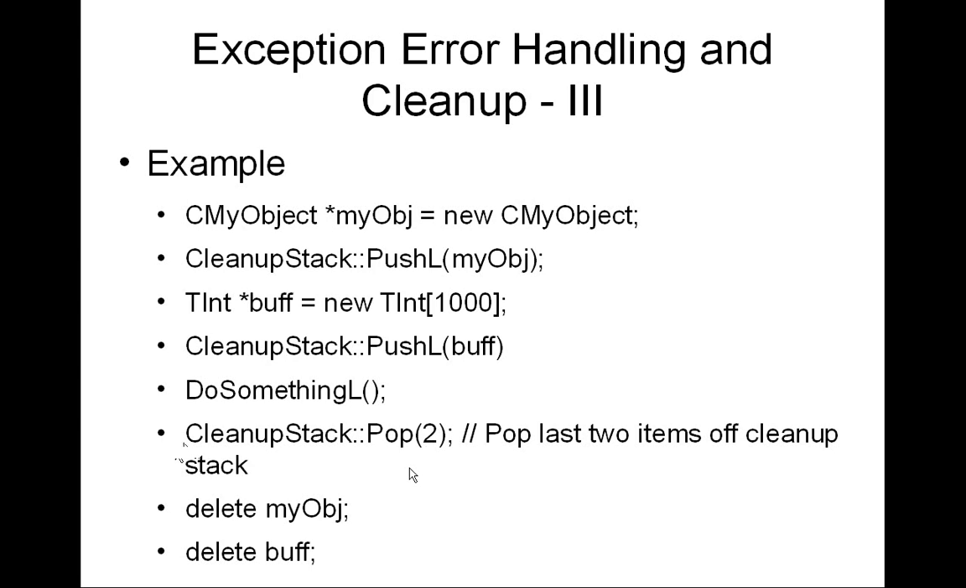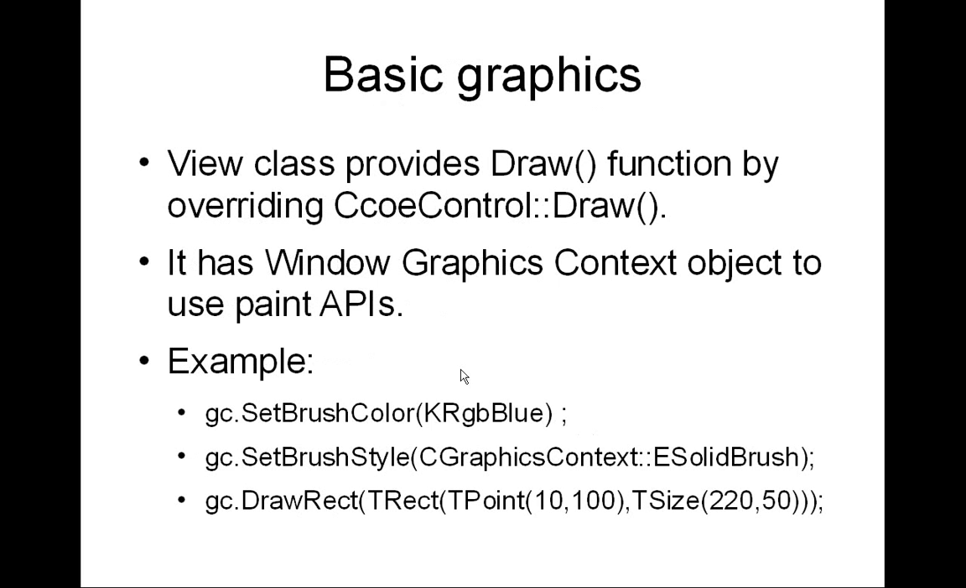So what will happen if DoSomethingL runs successfully? Nothing will happen. These two items will be popped from the stack, and then they will be destroyed. But in case DoSomethingL leaves, then these lines won't be executed because this function leaves. Because these objects are present on the cleanup stack, they will be automatically deleted, with proper deletion like a destructor call and so on.